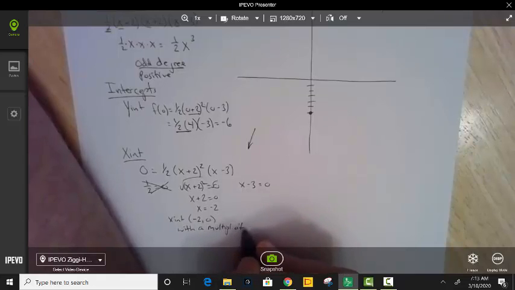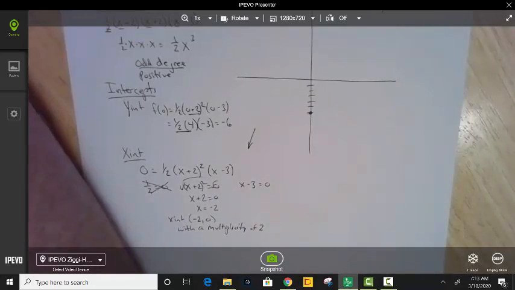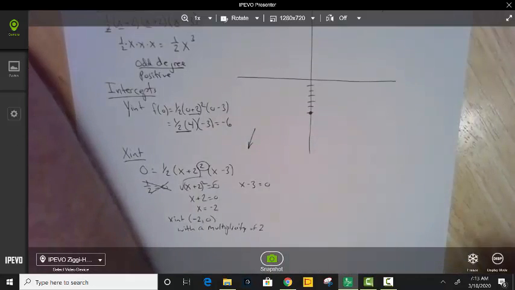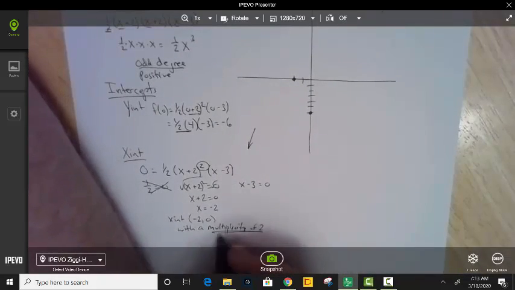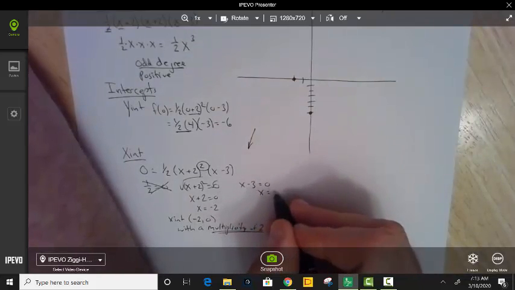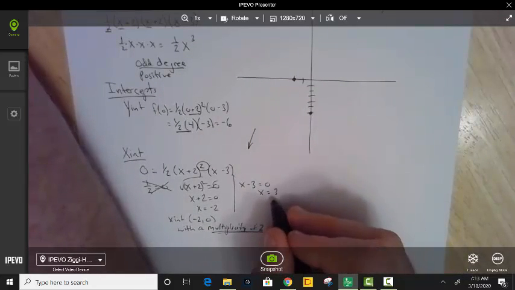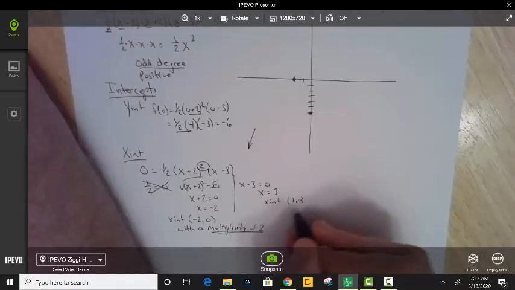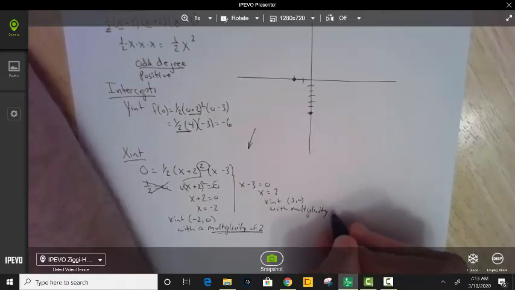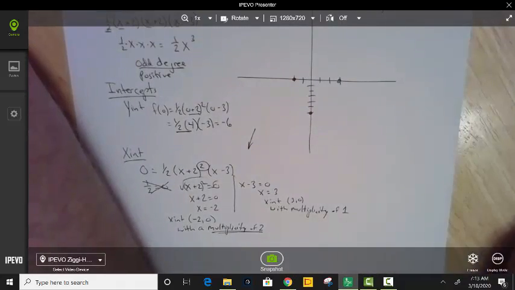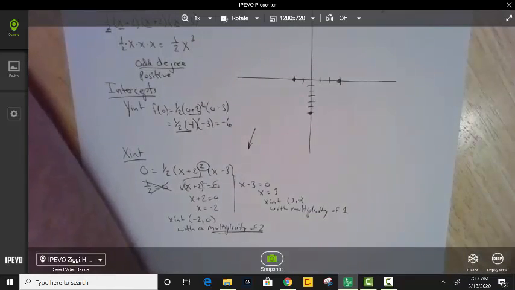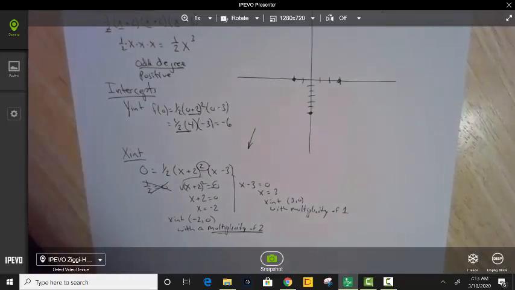With a multiplicity of 2, because that's the power that's attached to that factor. So we're going to put a dot at -2, and then we'll revisit this multiplicity just in a second. And then on the other one, x minus 3 equals 0, we're going to get an x-intercept at 3, 0 with a multiplicity of 1. So we're going to come over here, and we're going to put a dot at the ordered pair 3, 0, and then bear with me for just a second, guys, while I grab a pencil.